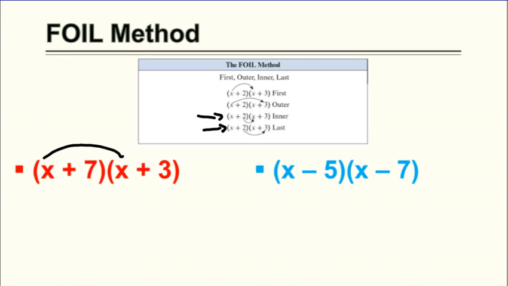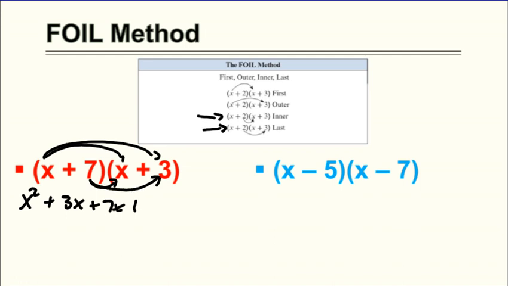Here we got x times x, which is x squared. Then we have x times 3, which is 3x. You get 7 times x, which is 7x. Then 7 times 3 is 21. And I combine like terms, so I got my x squared plus 10x plus 21.